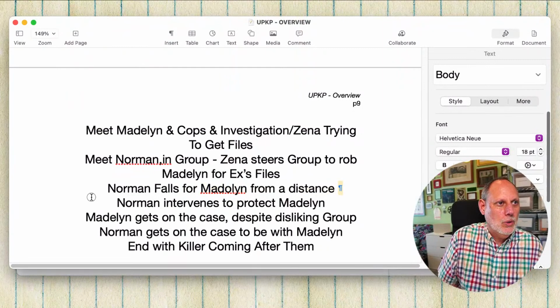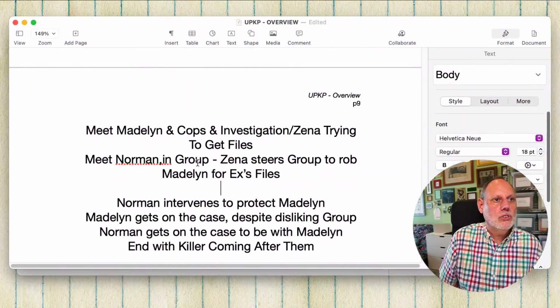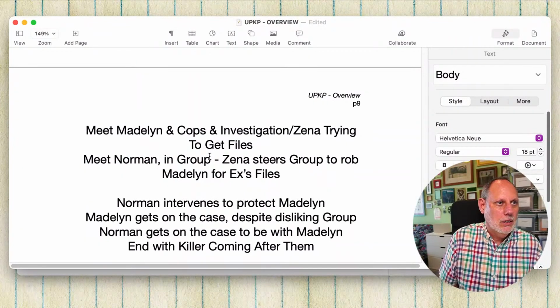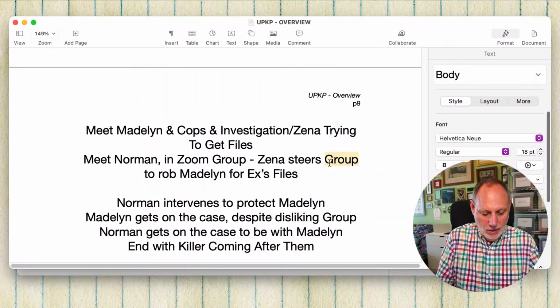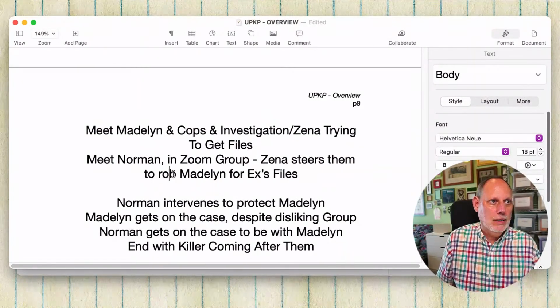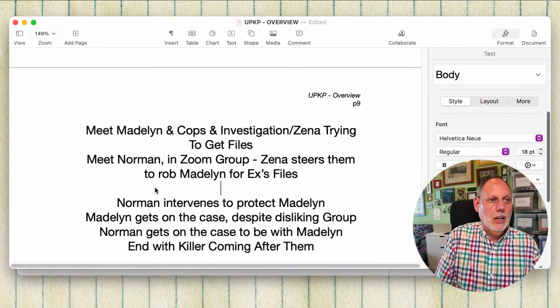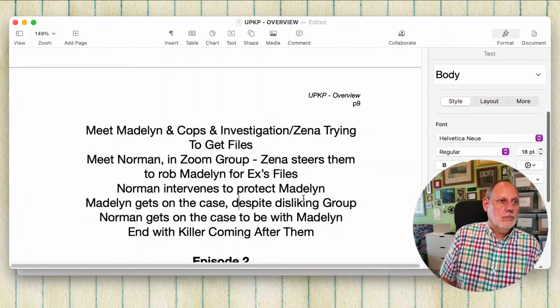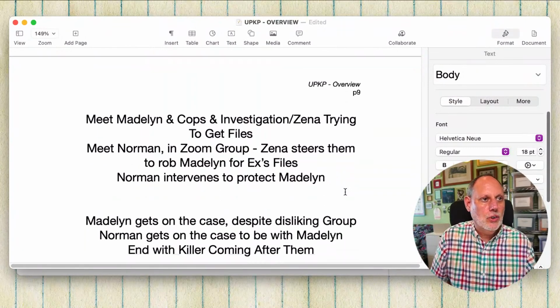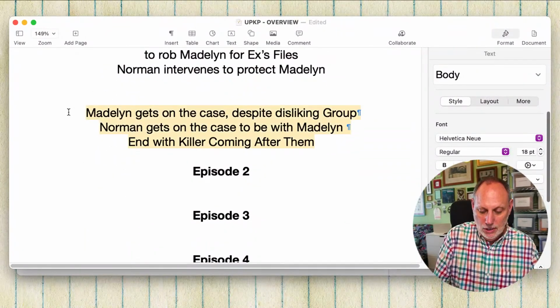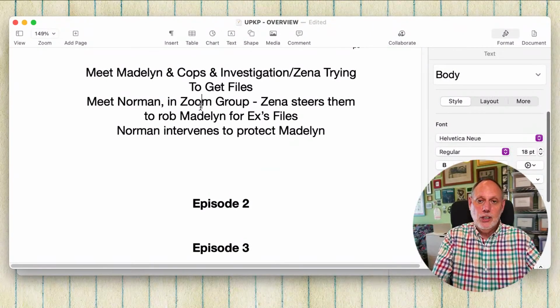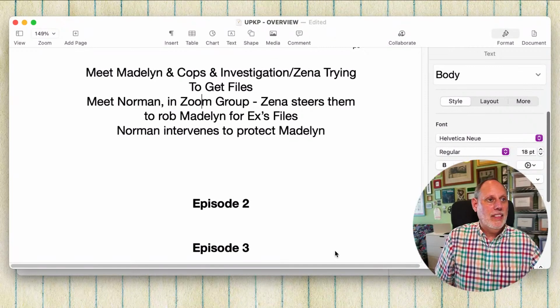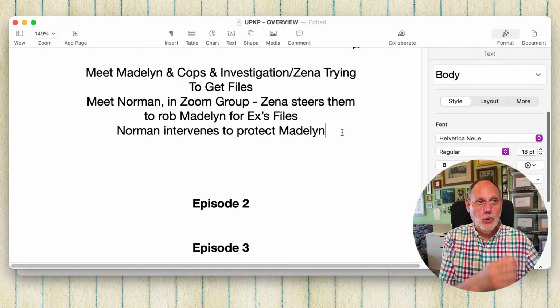Anyway, I'm going to keep doing these major moves so that you can see. Meet Norman in Zoom group, steers them to rob Madeline. Okay, see, these are all wrong. Norman hears that they're going to rob her. Norman goes to protect Madeline.